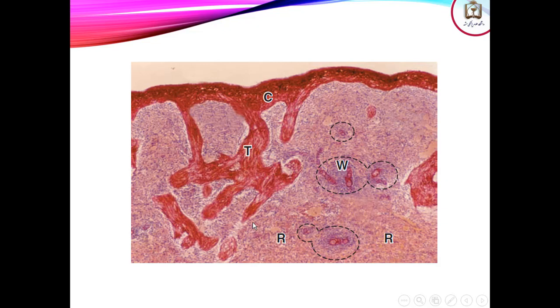And like the thymus, some branches originate from the capsule and enter the tissue. But unlike the thymus, they are not called septa. Here they are called trabecula. Here's the trabecula.